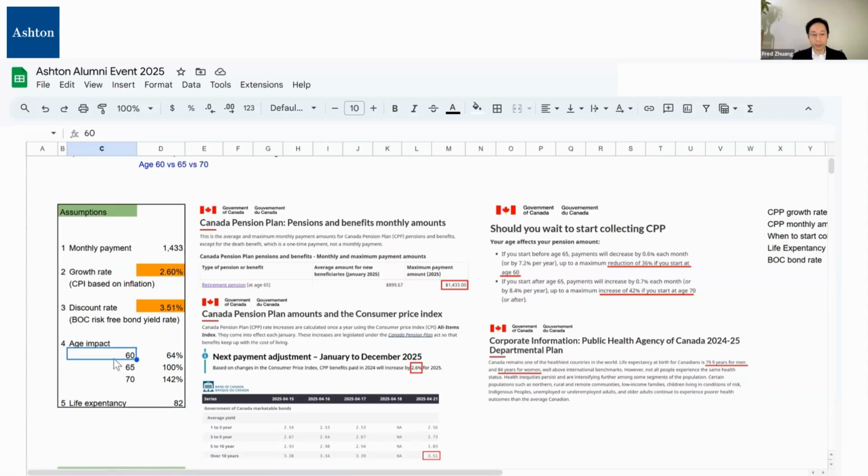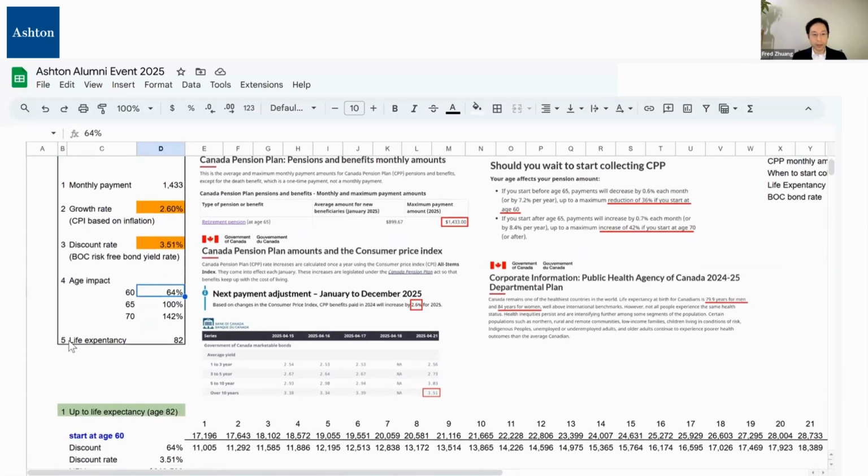So if we start collecting at age 60, we'll get 64% with the 36% discount. If we're collecting at 70, we'll get a 42% premium. The life expectancy is important because the CPP, by design, if we start collecting at age 60, expects to pay us for 22 years. The life expectancy on average is roughly, we're just going to use the assumption of 82.